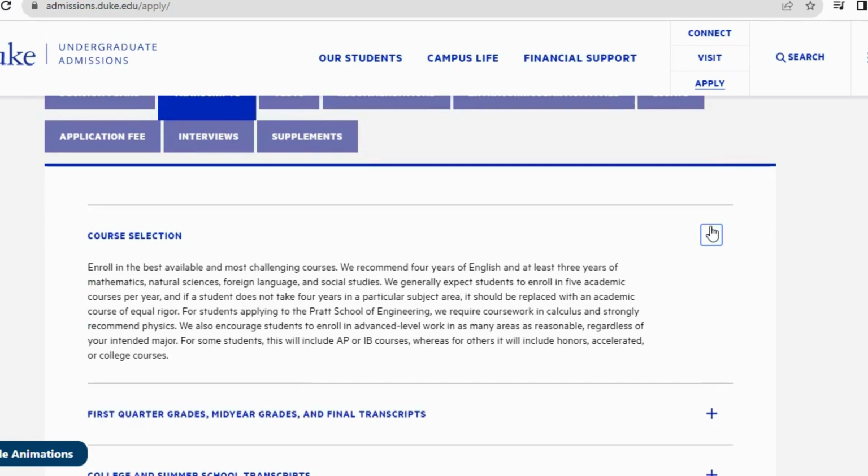You have enroll in the best available and most challenging courses. We recommend 4 years of English and at least 3 years of mathematics, natural sciences, foreign language, and social studies. We generally expect students to enroll in 5 academic courses per year. And if a student does not take 4 years in a particular subject area, it should be replaced with an academic course of equal rigor.